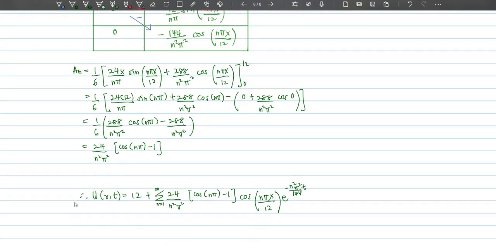Okay, and lastly, therefore u(x,t) equal to a naught that we have obtained earlier, 12, plus summation n from 1 to infinity. Just rewrite your a_n back again here: 24 over n²π² (cos nπ minus 1) cos(nπx/12) e^(−n²π²t/144). Okay, that's it for this example.